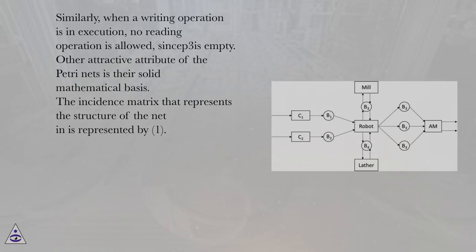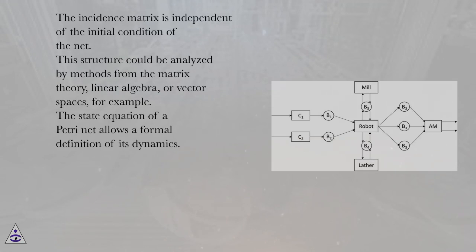Another attractive attribute of the Petri nets is their solid mathematical basis. The incidence matrix represents the structure of the net. The incidence matrix is independent of the initial condition of the net. This structure could be analyzed by methods from matrix theory, linear algebra, or vector spaces, for example.